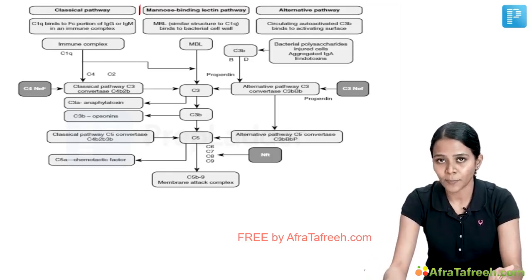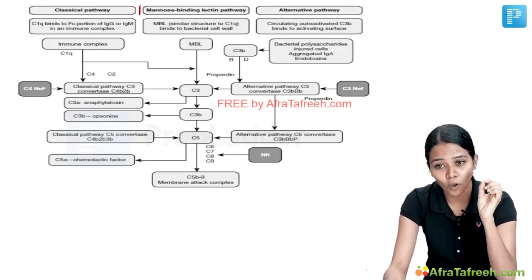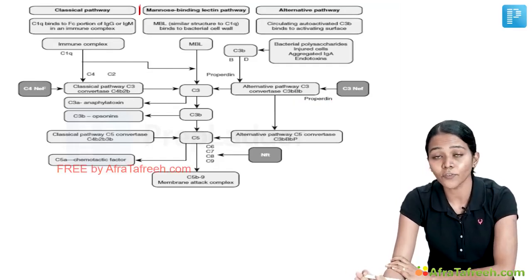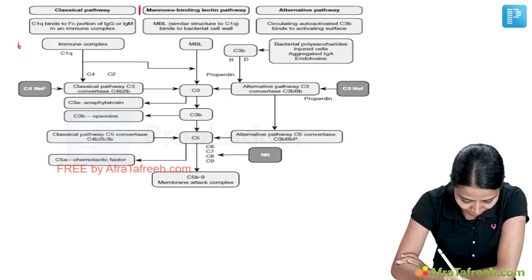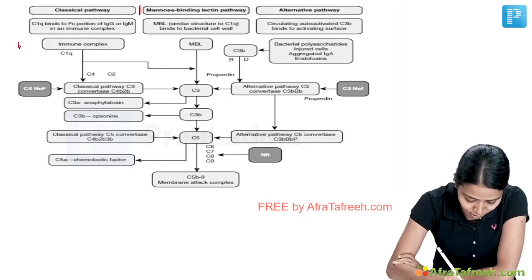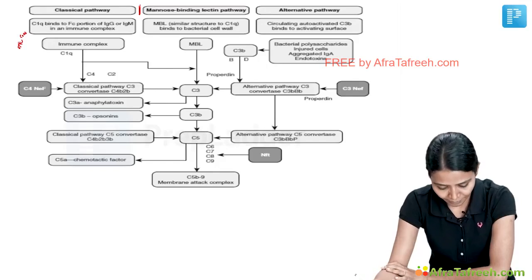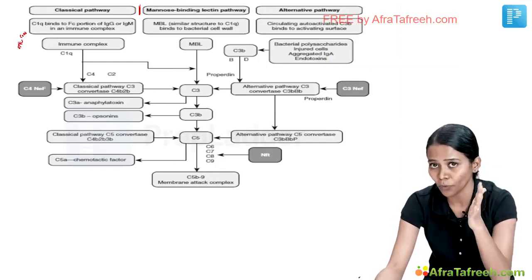What happens in classical pathway? In classical pathway, there should be activation of the complement system by an immune complex, that is antigen and antibody. The C1q, which is present in the circulation, comes and binds to the Fc portion of this immune complex and gets activated. Once this gets activated, it activates the important components of the complement series going further down.